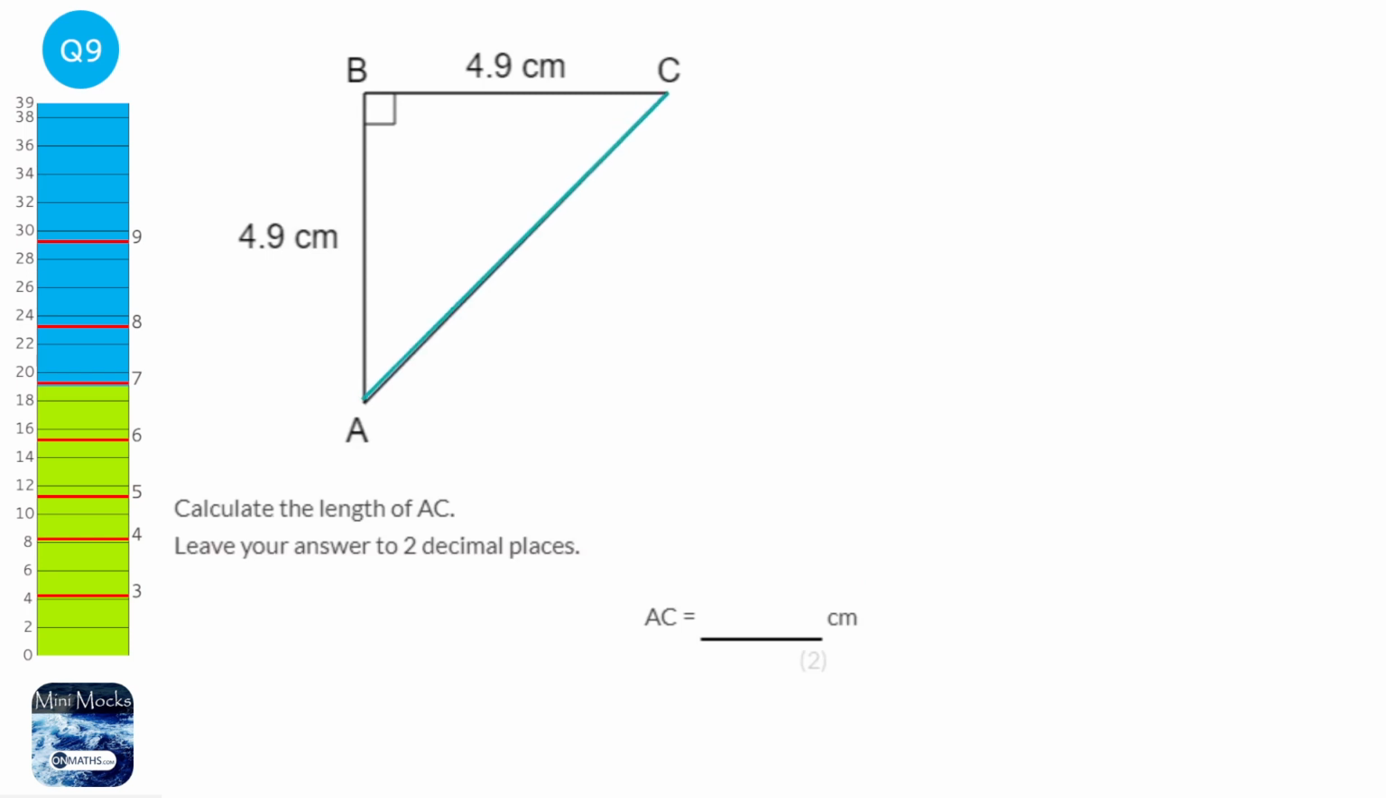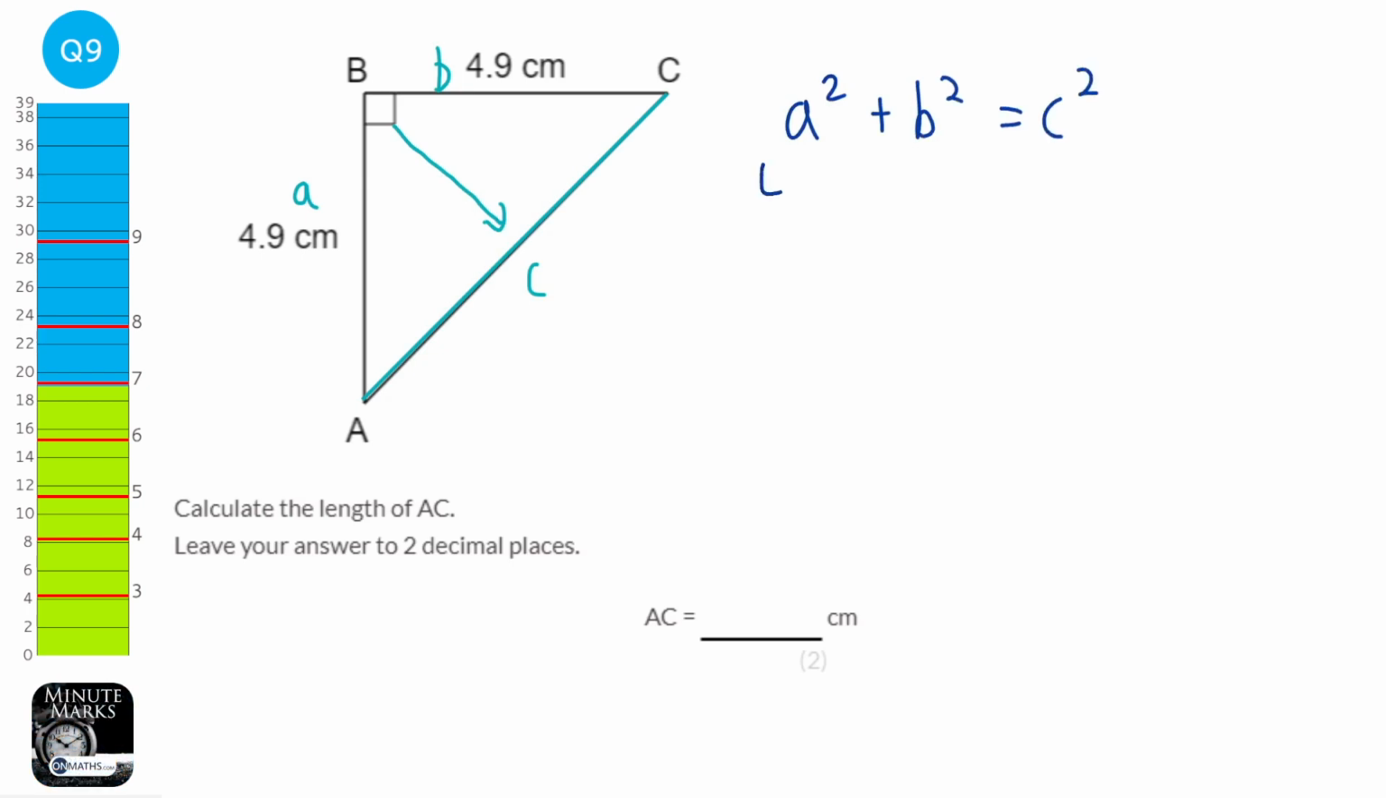So we're given a right angle triangle here, and we're asked to find length AC, which is this length here, and we're given two other lengths. So we're going to be using Pythagoras. Pythagoras involves us labelling the sides A, B and C, with C being the one opposite the right angle. And we know Pythagoras is A squared plus B squared equals C squared. Both A and B here are 4.9, so it'd be 4.9 squared plus 4.9 squared equals C squared.